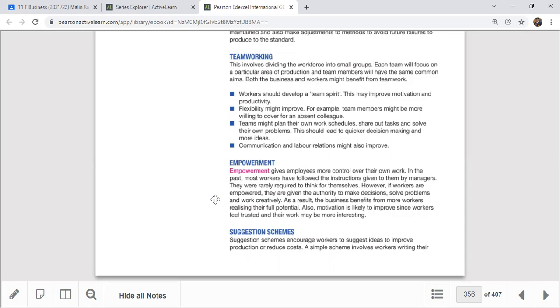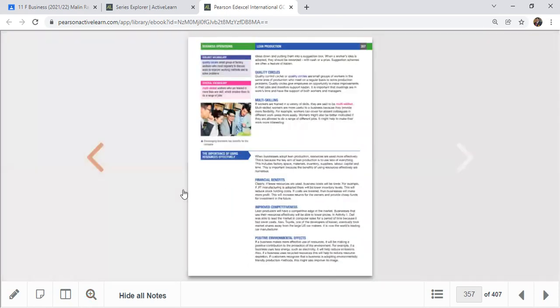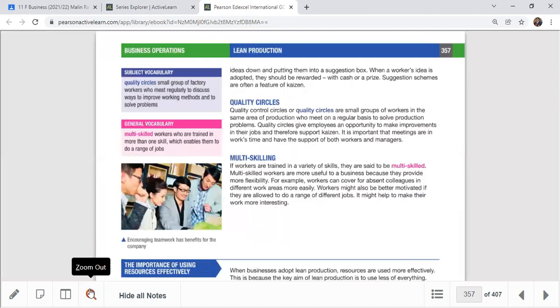Suggestion schemes encourage workers to suggest ideas to improve production or reduce cost. So it's like a consultation process, like quality control, quality circles. The simple scheme involves workers writing their ideas down and putting them into a suggestion box. When the worker's idea is adopted, they should be rewarded, sometimes with cash or a prize. Suggestion schemes are often a feature of Kaizen. So the fourth feature of Kaizen is suggestion schemes.